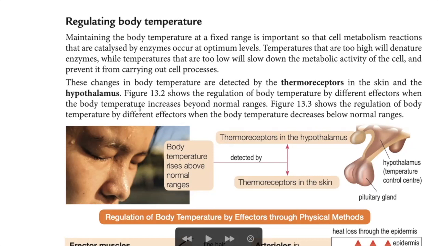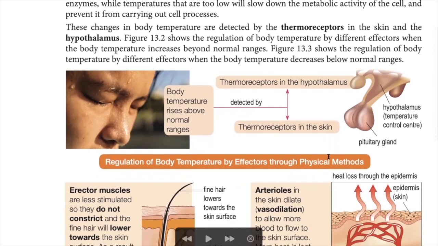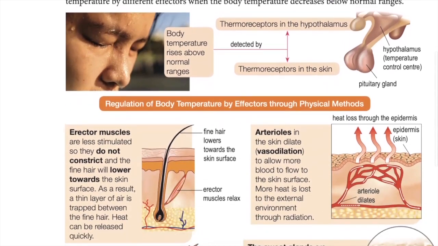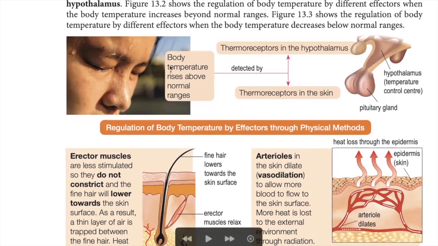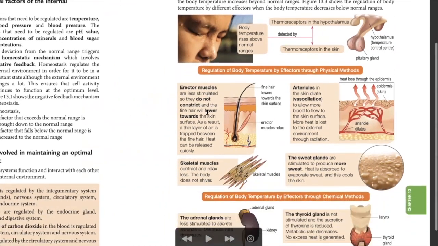This figure shows the regulation of body temperature by different effectors when the body temperature increases beyond the normal range. Bear in mind effector: in this regulation, it involves various factors. For those who don't know, an effector is the one that will produce a response. So let's study in detail.